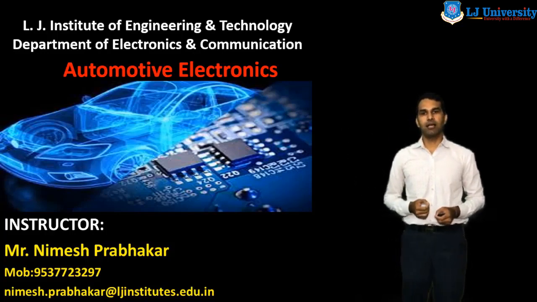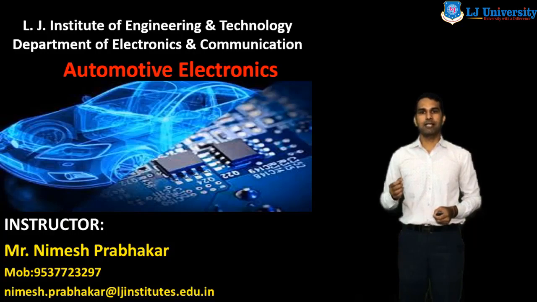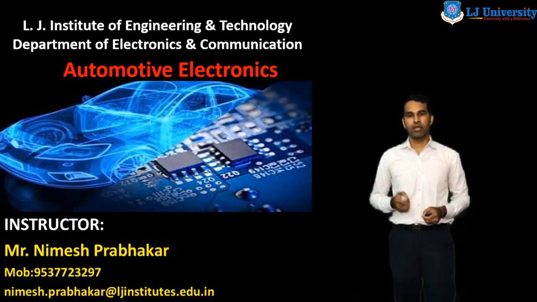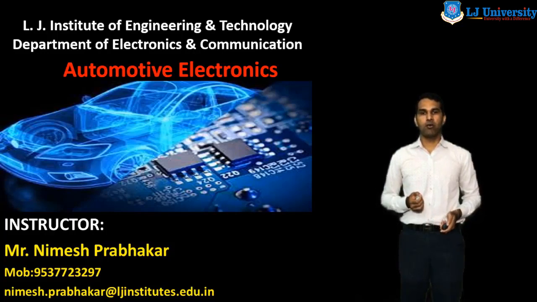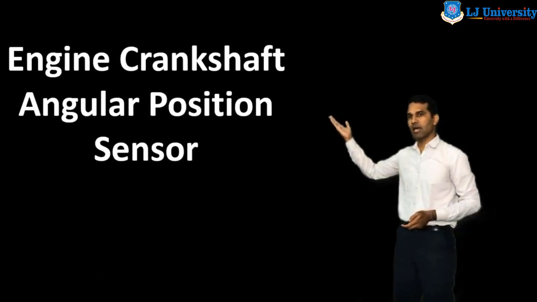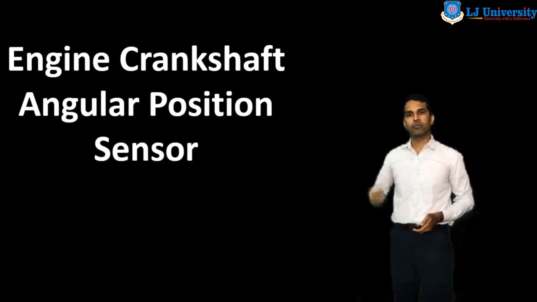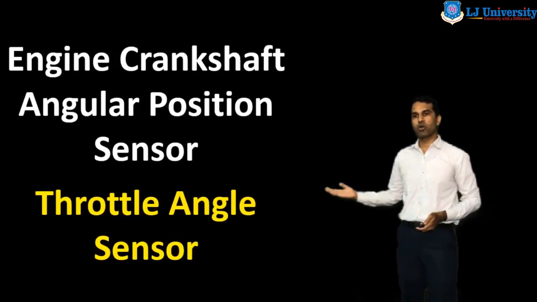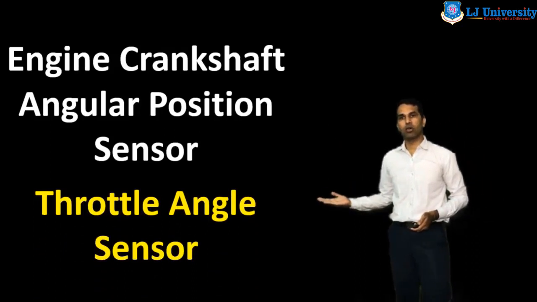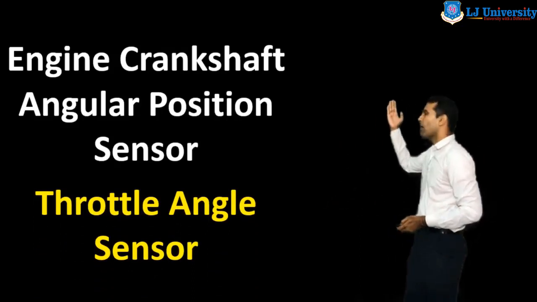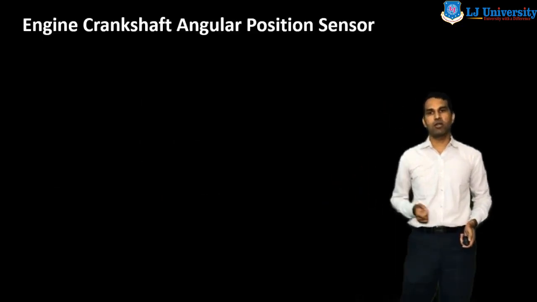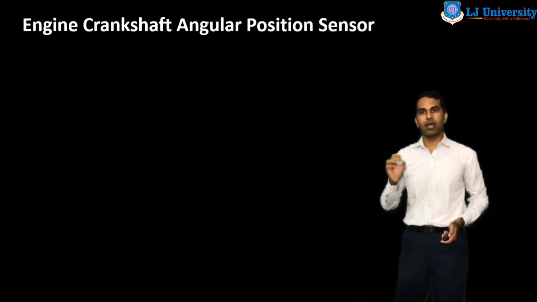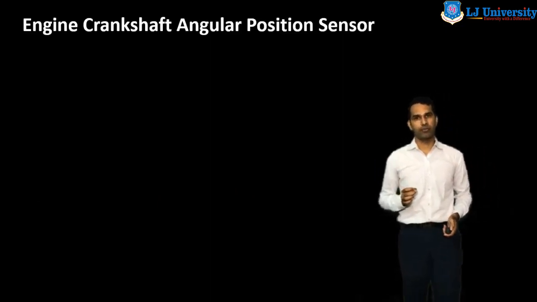In my previous lecture, I started a new chapter, Sensors and Actuators. In that lecture, we discussed the sensor. Now, in this chapter, we discuss the engine crankshaft angular position sensor. Then we discuss the throttle angle sensor. So in this lecture, we will discuss these two types of sensor. Now we start with the first one, the engine crankshaft angular position sensor.